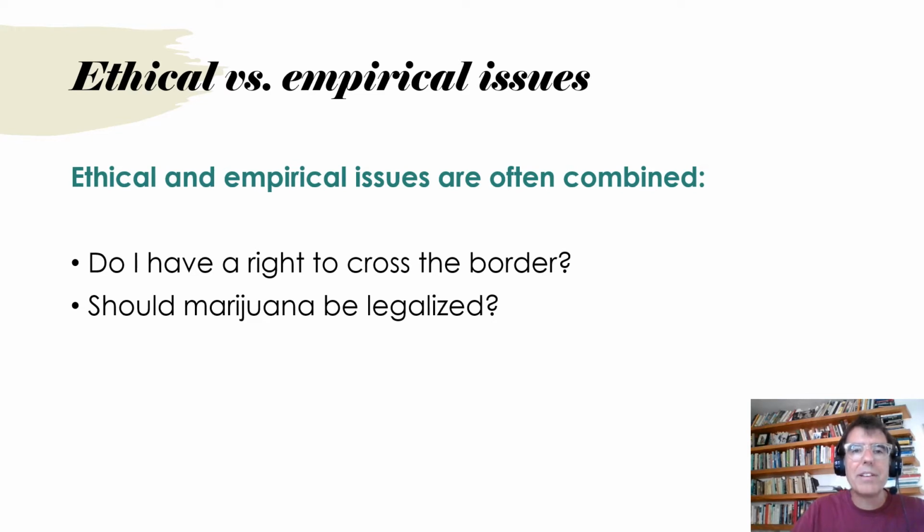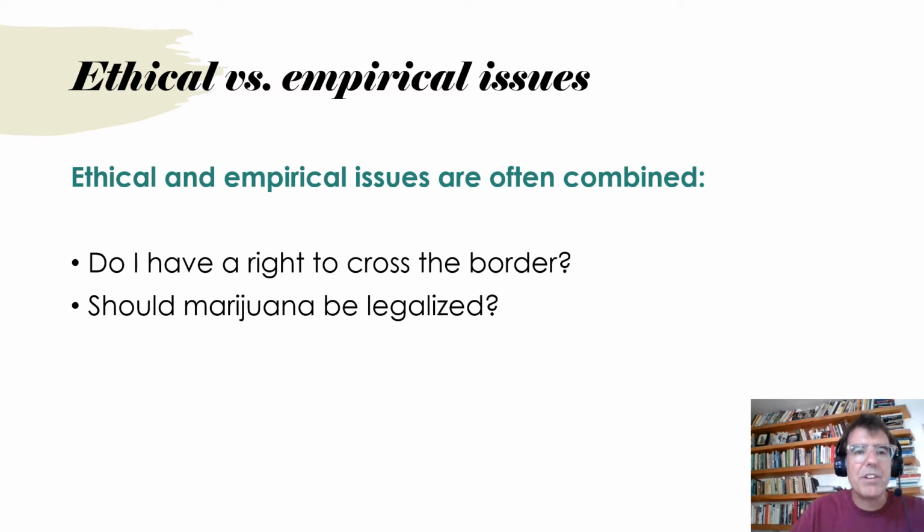Ethical and empirical issues are often combined. Here are two examples. Do I have a right to cross the border? Well, if you mean, do I have a moral right to cross the border, then it's an ethical issue. But if your question is about the law, do I have a legal right to cross the border? That's an empirical issue because you need facts. You need to look up the law.